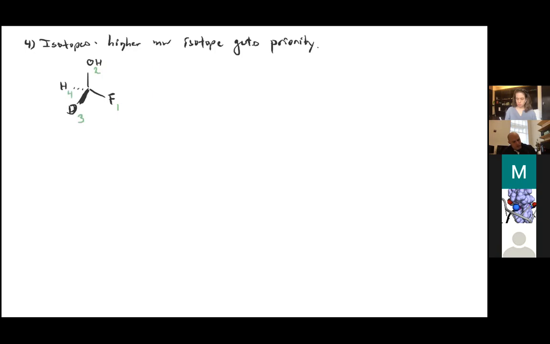And then if I do the rotation, draw the Newman projection, pencil in the priorities, draw the arrow. That's counterclockwise, and so that is also the S enantiomer. Okay.